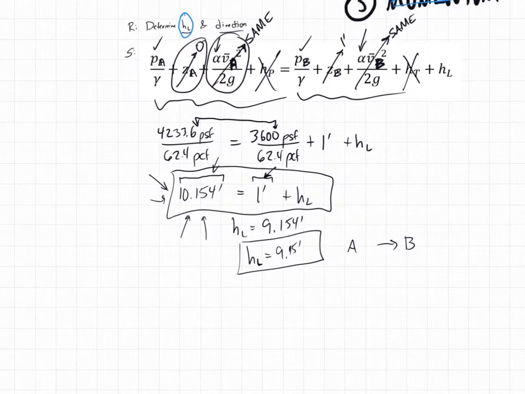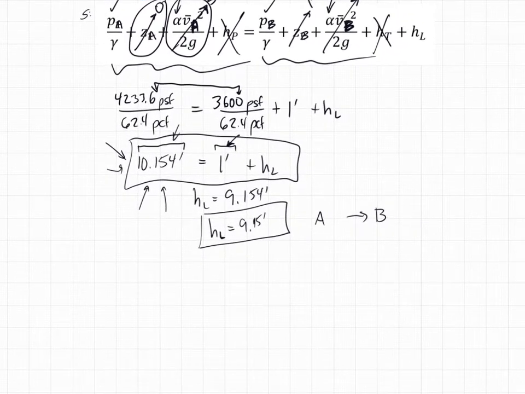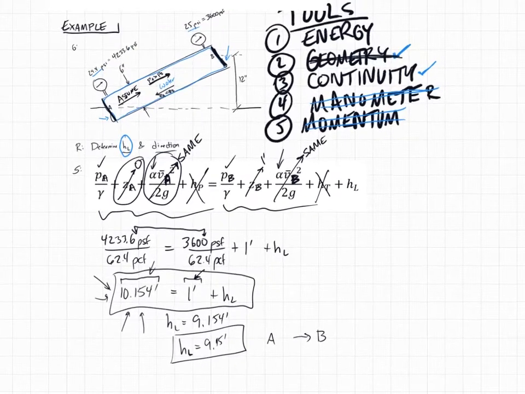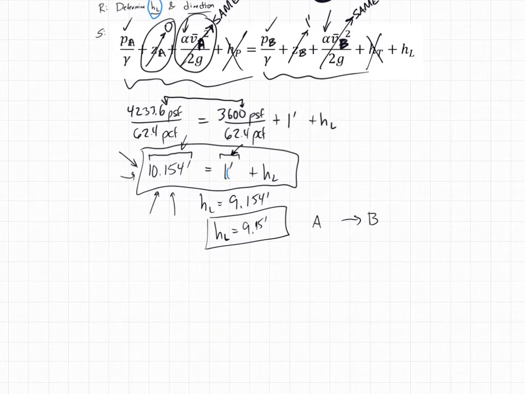Now, note, let's imagine in an alternate universe where instead of giving you 1 foot for this elevation change, let's suppose I'd given you 100 feet. Okay, well, you'd be like, okay, now we're going to solve that. And instead of getting 9.54, we would get 89.85 feet negative.